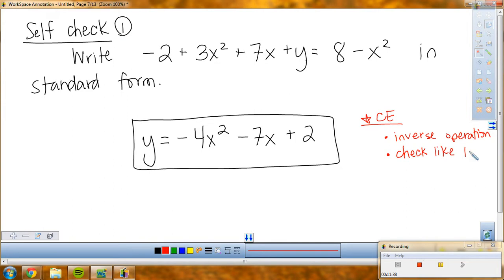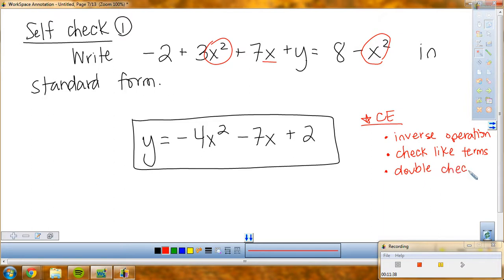Make sure you didn't accidentally add an x instead of an x squared. Make sure you weren't combining all of the x's, that you were only combining like terms. So x squareds with x squareds and x's with x's and so on. You don't want to accidentally combine things. And then just go back and double check your math.